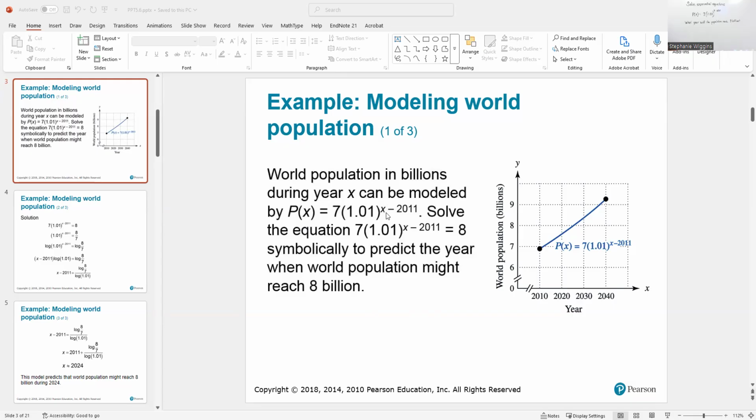In this particular problem, we are asked to solve the equation when the population reaches 8 billion, but by this model, that would be the year 2024. So I want to use a more up-to-date value. You can see the copyright on this was 2018. Let's see what year the population is going to reach 9 billion.